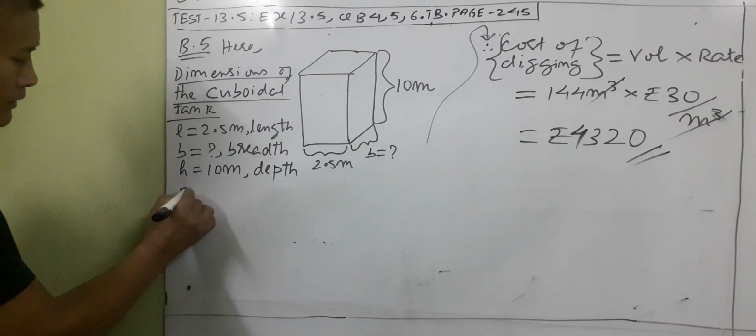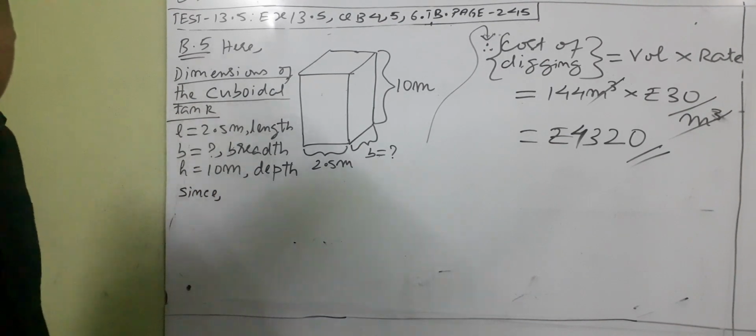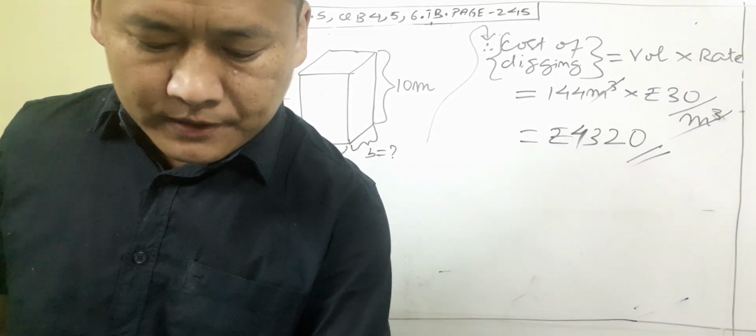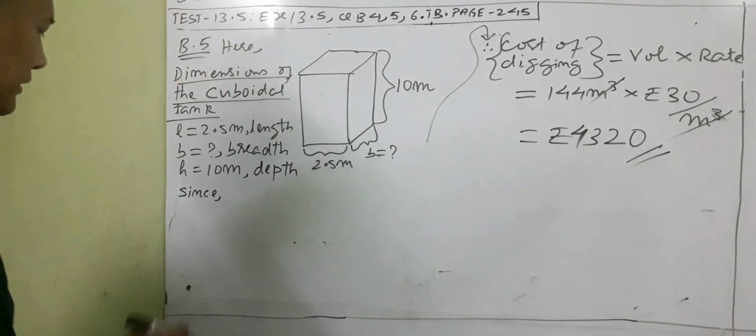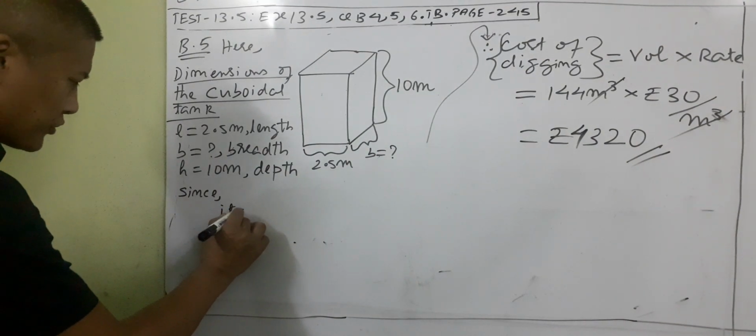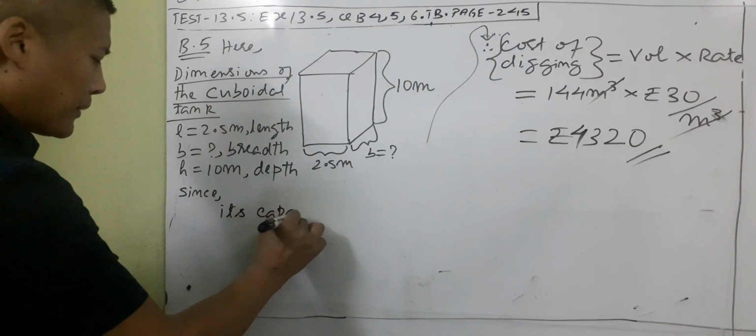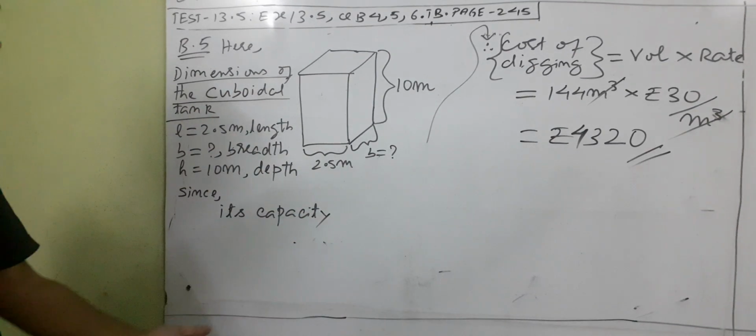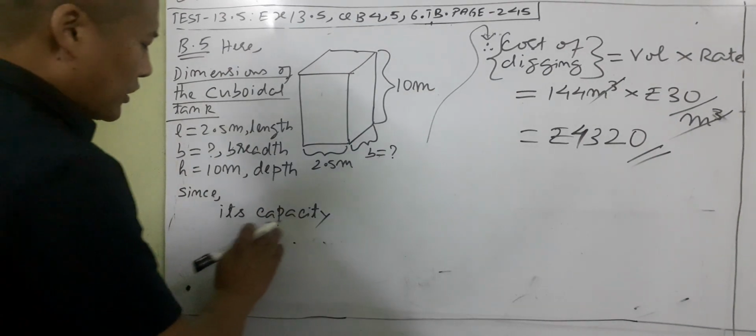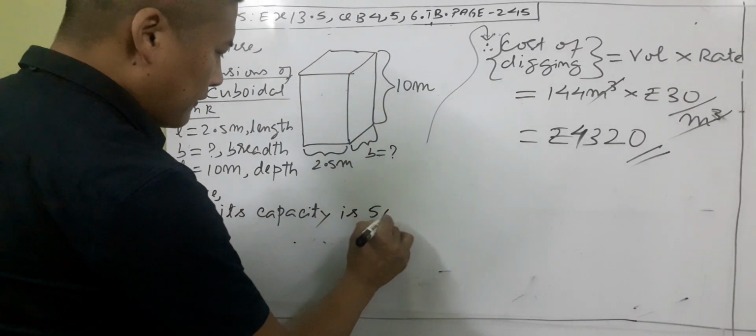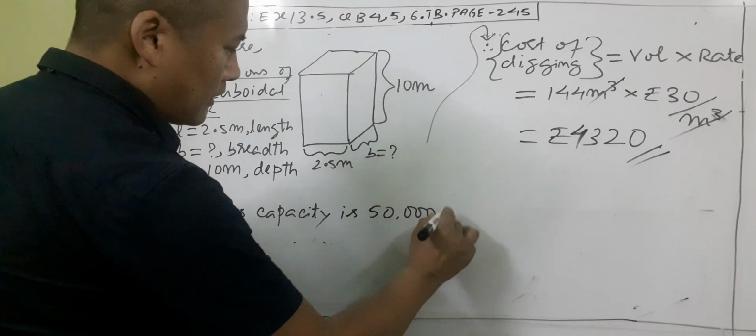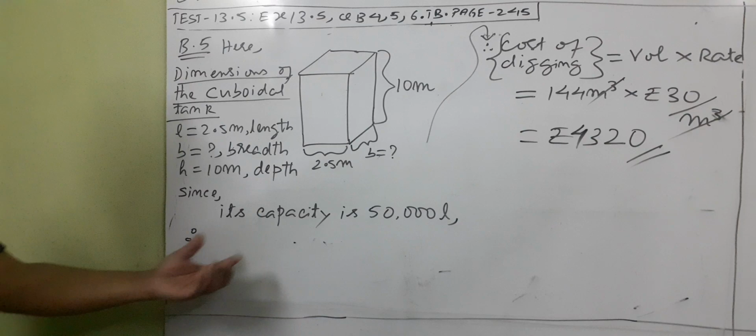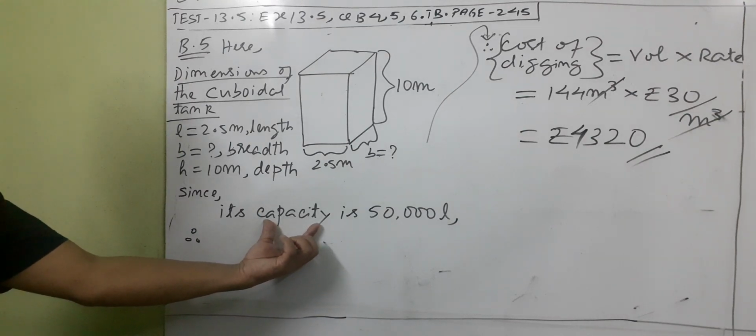Now, since the question is saying its capacity is 50,000 liters of water, you write here, in short, its capacity. In other words, it means how much liquid can go inside, which is the same formula as the volume of a cuboid, right? Its capacity is 50,000 liters. This is given in the question. Therefore, we would presume that capacity has the same formula as the volume of a cuboid.